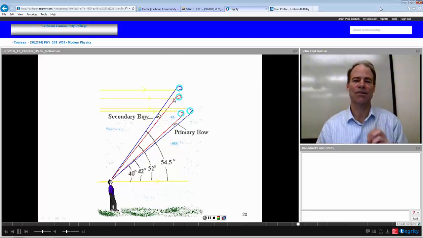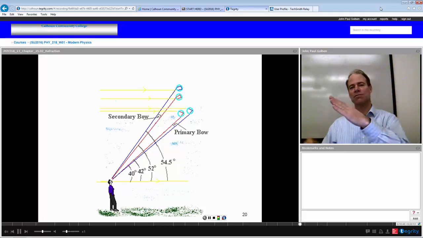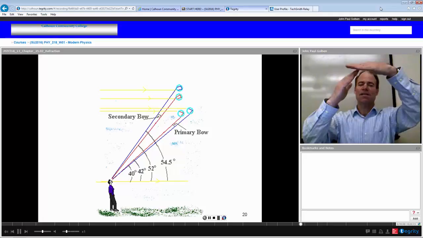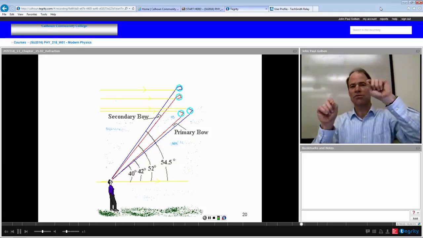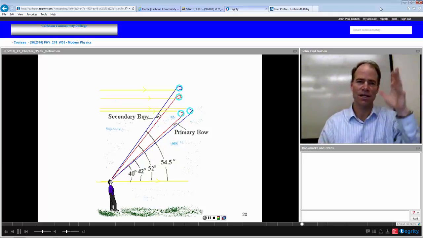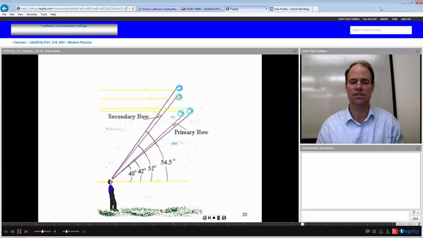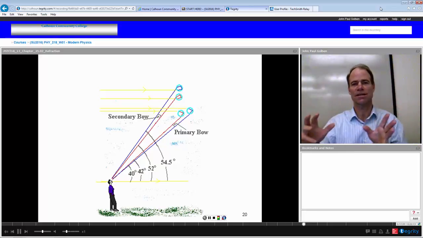A secondary rainbow will have two internal reflections. So you have a refraction that comes in, reflects, and then reflects off the same water droplet. Two internal reflections, which has the action of reversing the order of colors as it refracts again towards you. That's why the secondary rainbow is actually reversed in the order of its colors.